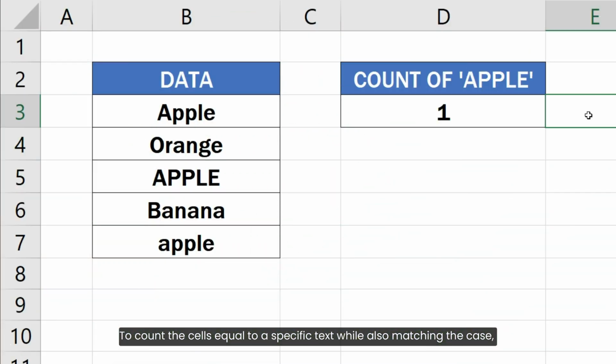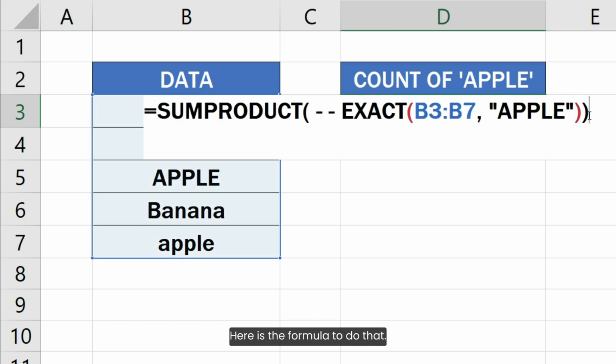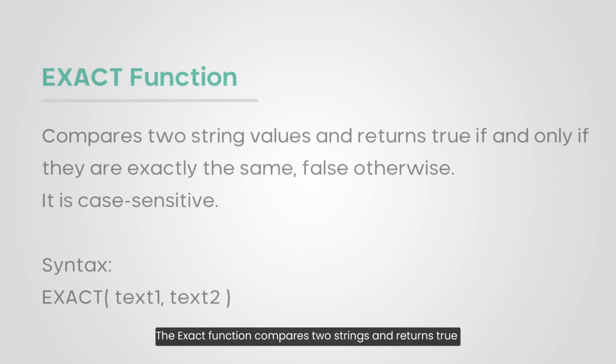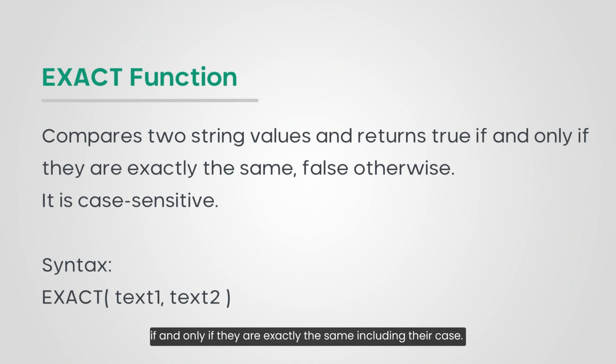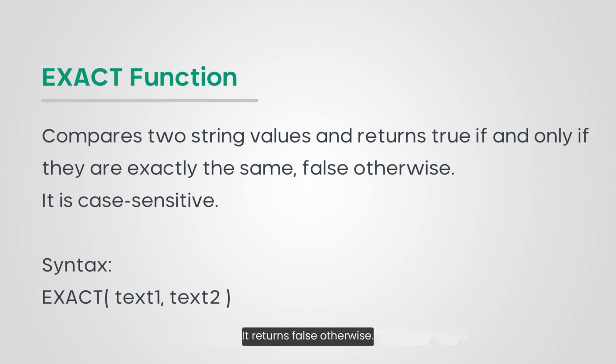To count the cells equal to a specific text while also matching the case, we need to use the SUMPRODUCT and EXACT functions. Here is the formula to do that. The EXACT function compares two strings and returns TRUE if and only if they are exactly the same, including their case. It returns FALSE otherwise.